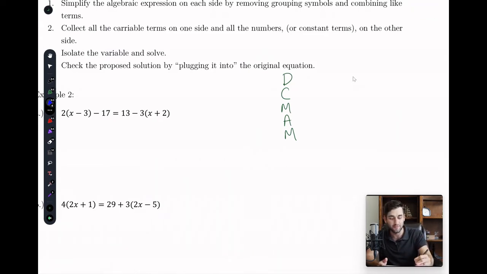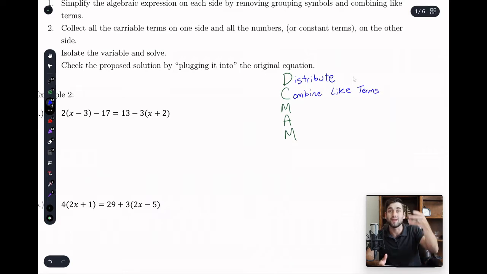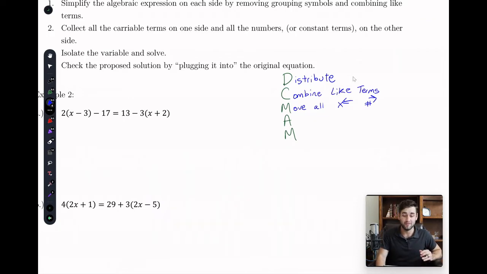What do you think the D stands for? Distribute. Distributive property, that's like a 3rd grade thing. That's really hard for a lot of people, but it's not that hard, and we're going to break it down so you know how to do it. Then what does C stand for? Combine like terms. If you don't know what a like term is, then we got to learn what like terms are before we can combine them, right? So we're going to talk about that. Then we're going to move all x's to one side and numbers to the other side. Okay? Not too crazy. We're just going to move the stuff around.